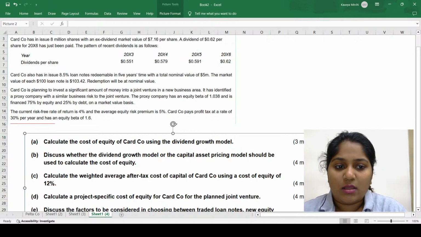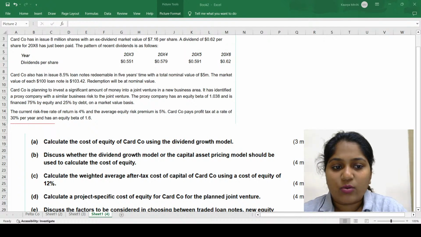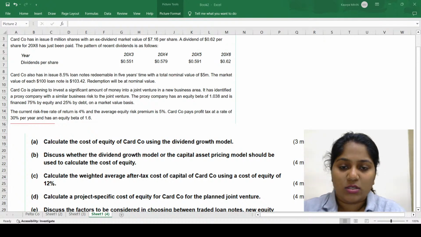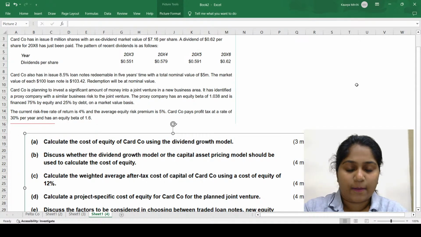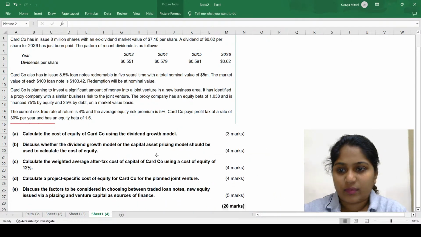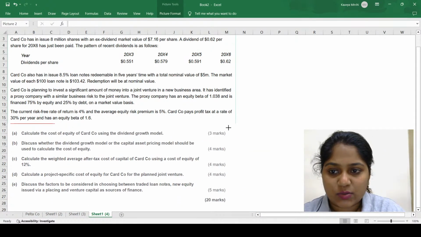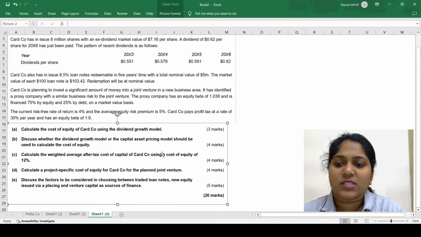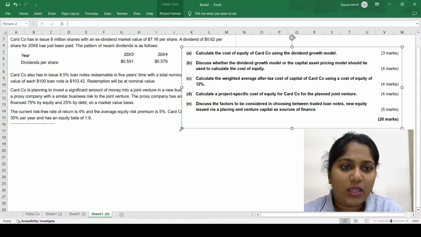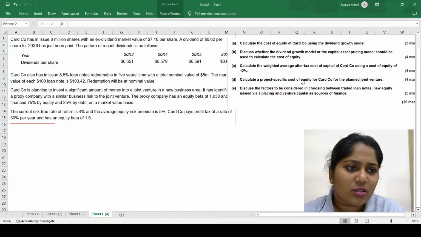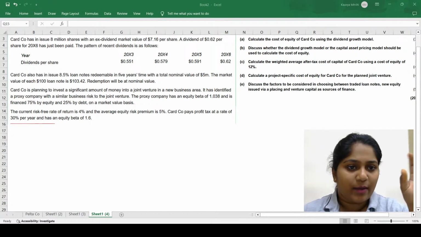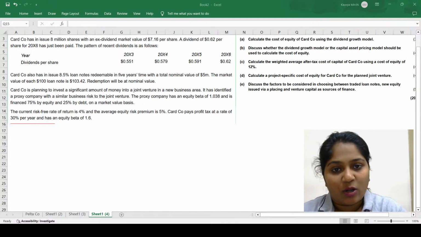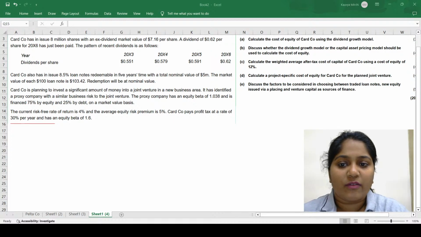The first, if you see, they're asking you to calculate the cost of equity of Card Company using the dividend growth model. I believe it is visible for everyone. I'm keeping the question on the right hand side because I believe this side of the screen can be used for the requirement, as I would be able to solve a few things here. So read the information available for Card Company.